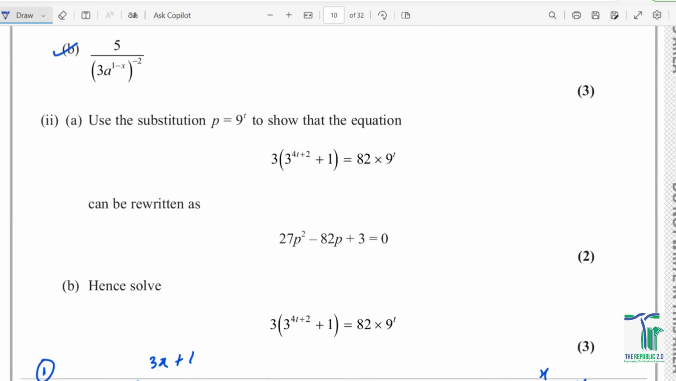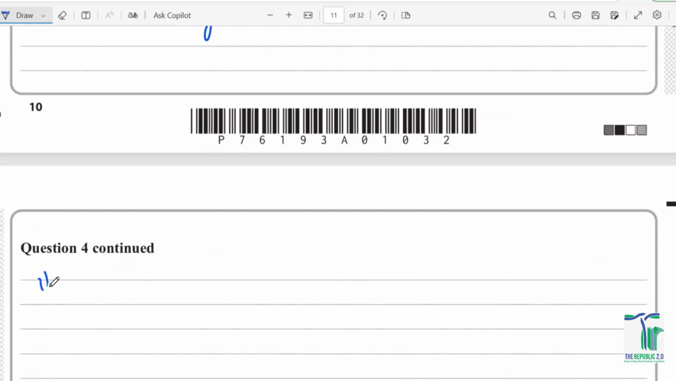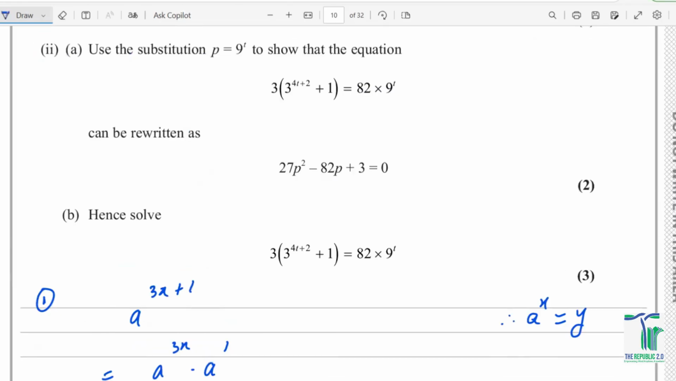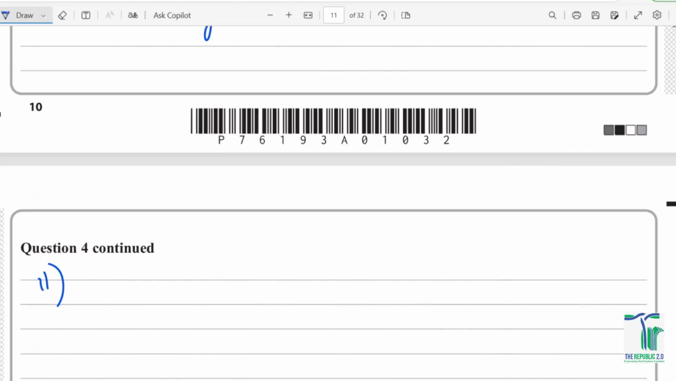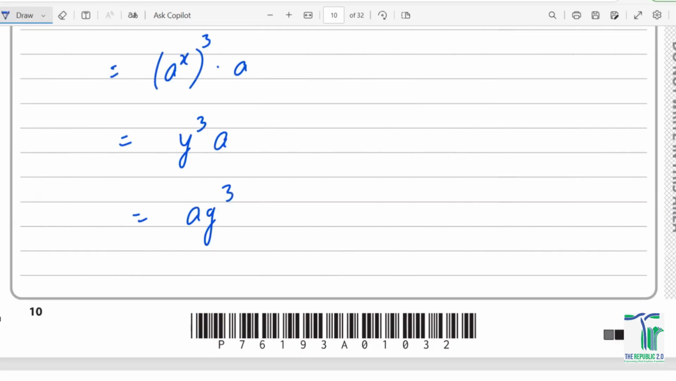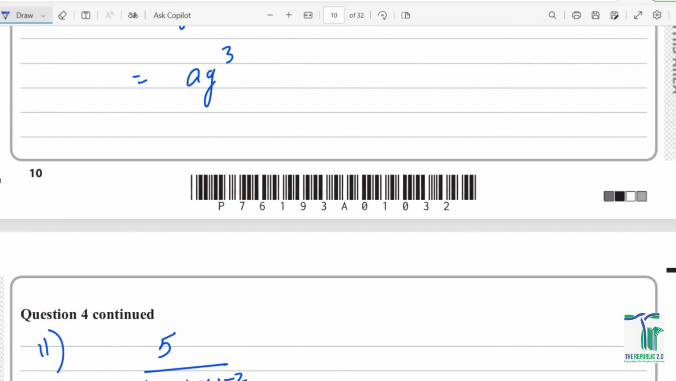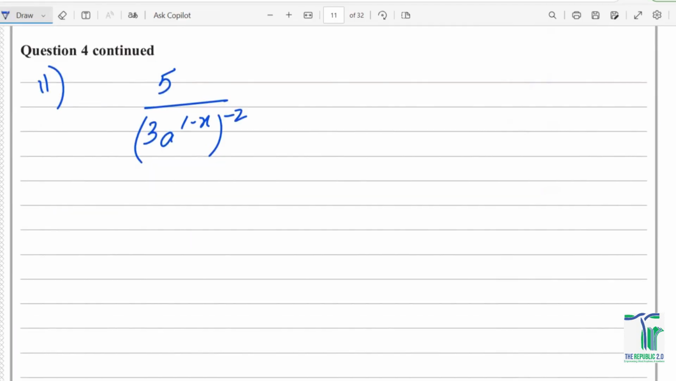In the second part, the expression was 5 upon 3a to the power of 1 minus x, to the power of minus 2. So we've got 3a to the power of 1 minus x, to the power of negative 2. Now what I'm going to do, I'm just going to solve it down. First of all, I'm going to turn this negative 2 into a positive number. So I would be having 5 times 3a to the power of 1 minus x, squared.